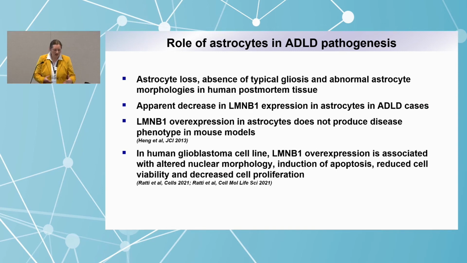So there have been some questions raised about the role of astrocytes in ADLD pathogenesis. In our human brains, and this has been reported before, there's clearly astrocyte loss. We lack the typical fibrillary gliosis, and we have abnormal astrocyte morphologies, which clearly raises the question of where in the pathogenesis astrocytes are involved. We also see a decrease in lamin B1 expression. Is this just an indication that they are undergoing some premature senescence, or is this something that's really driving the disease? That is something we don't know yet. The next step is to do some senescence markers on these astrocytes to see what phenotype they have.